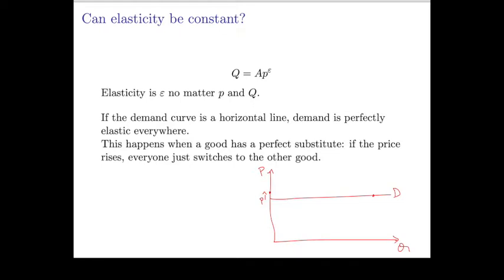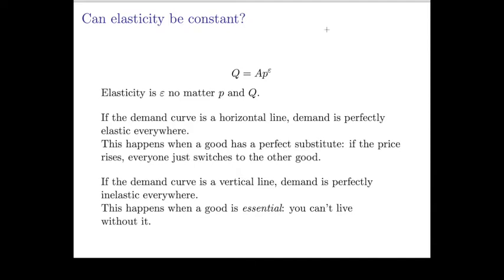Right? And this is going to happen when a good has a perfect substitute. So if there are two different goods and you'd be indifferent between buying the two goods if they had the same price, if they're identical from your perspective, they're perfect substitutes. Now, if the price of one of them goes up just a touch, you're just going to buy the other one. And so you're going to stop buying the first good. So in this case, you'd have perfectly elastic demand.